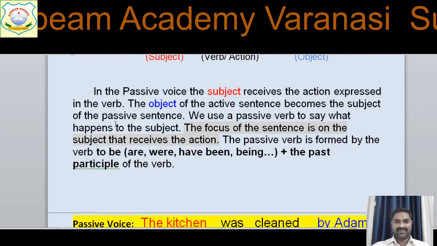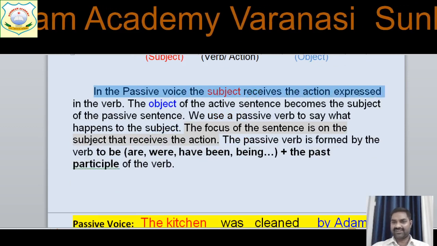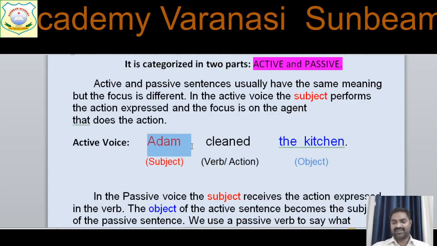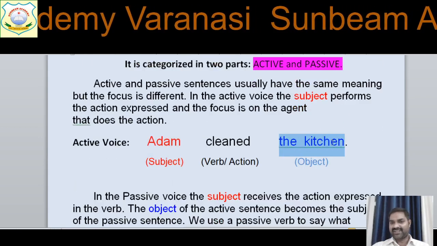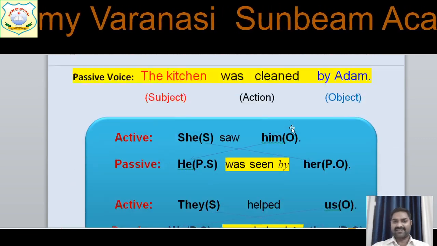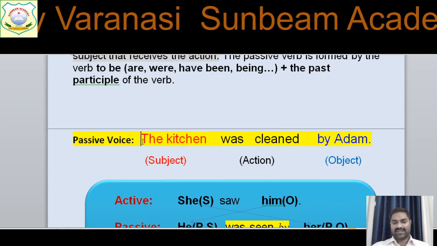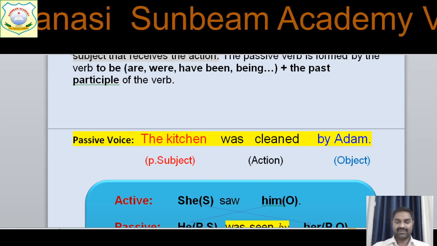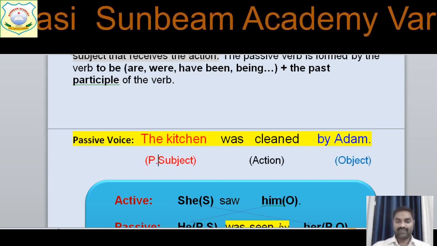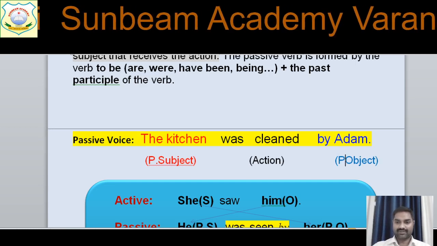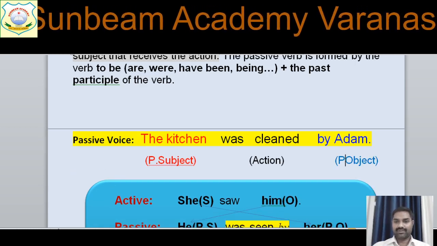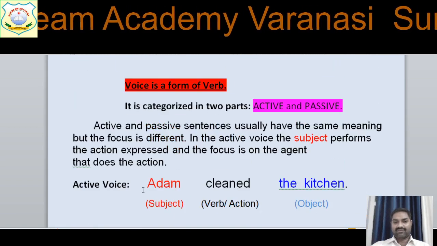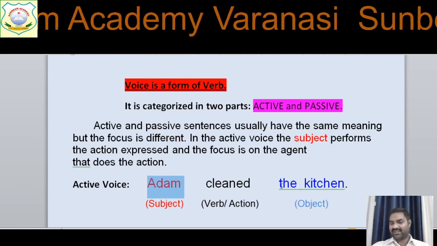Children, here you can see that in the passive voice, the subject receives the action. This is the same thing that I have told you, that in active voice the person does the activity and the object receives the action. And in passive voice, children, here the subject, it is written subject here but it is the passive subject, and this is the passive object. So in active voice, whatever the person does, the object receives the action.